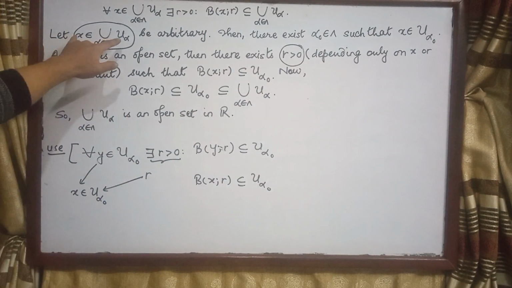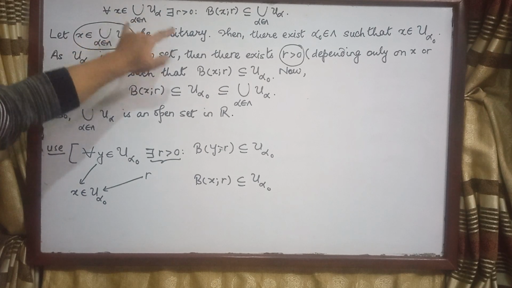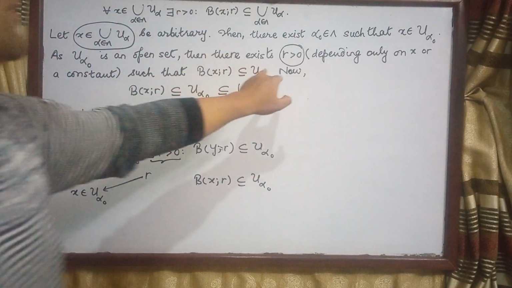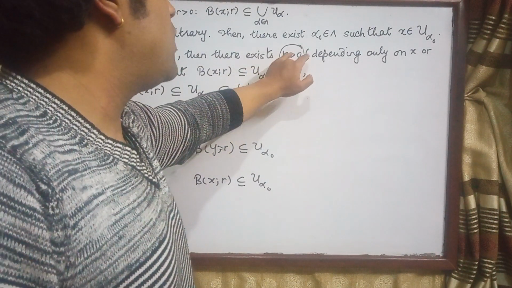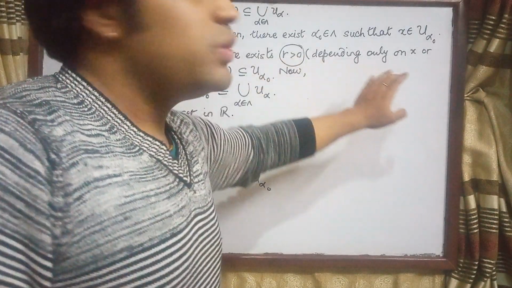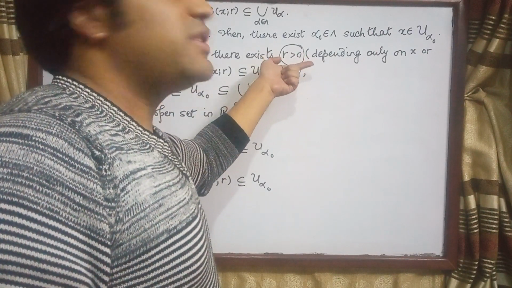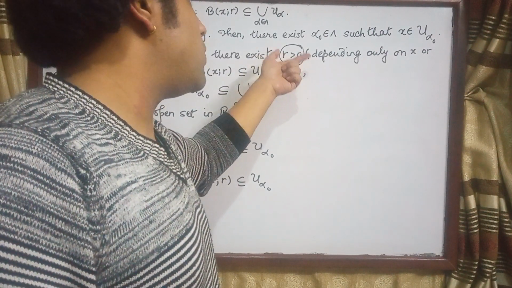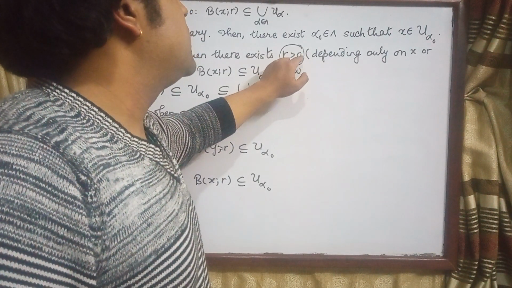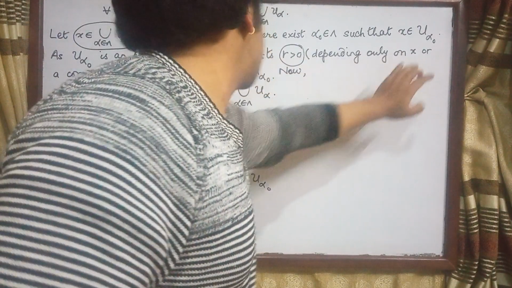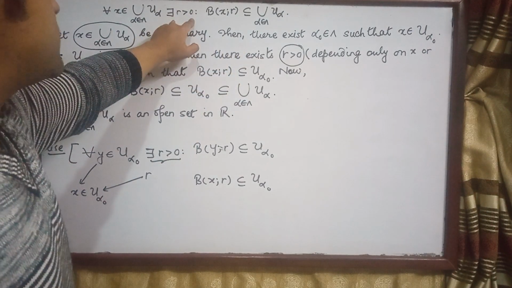So what we have done is that we've taken any x belonging to the union, then we've obtained r greater than 0. It's a different thing that we do not need to define it explicitly. We only needed to obtain r greater than 0. It could have been explicitly defined in terms of x or a constant, or at least we must have known that this r greater than 0 depends only on x or was a constant. This part is complete.